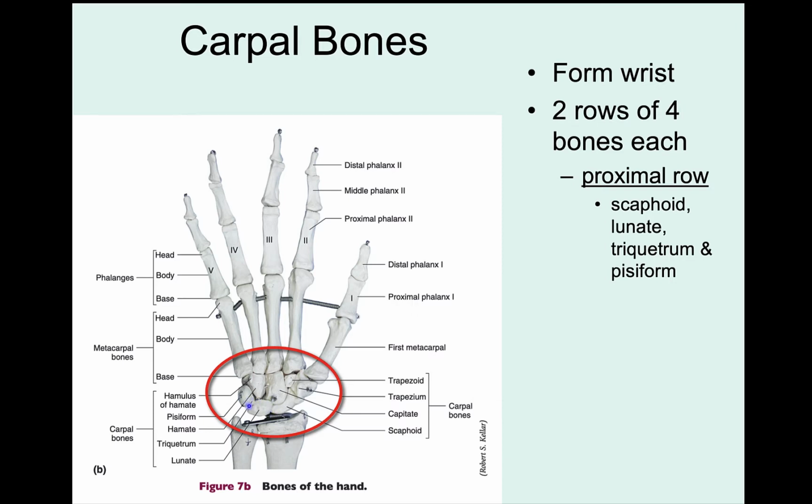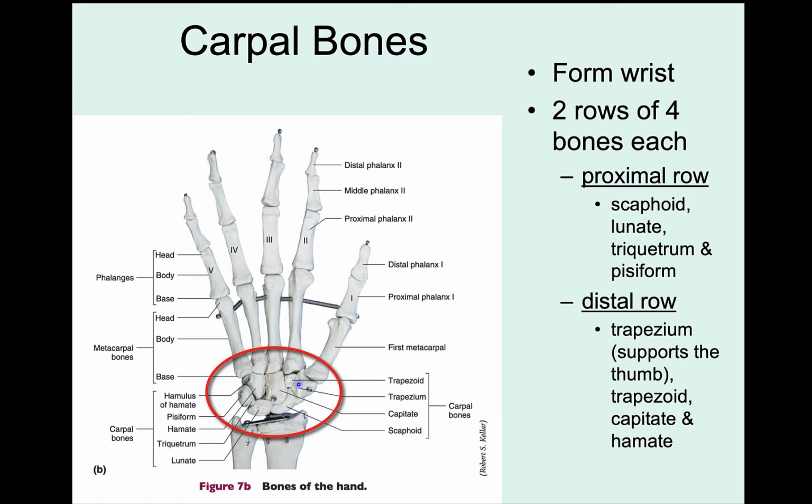We have the triquetrum and our pisiform. Back laterally, and you'll see this is a thumb here. We'll talk more about that in a second. So our scaphoid and our trapezium are lateral. I like to say that the trapezium supports the thumb. They rhyme, or it's under the thumb. Next, we have the trapezoid, the capitate, and the hamate.